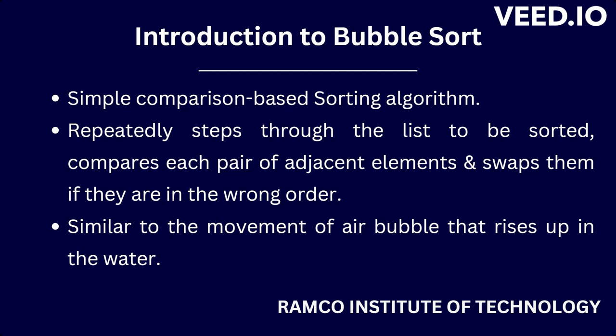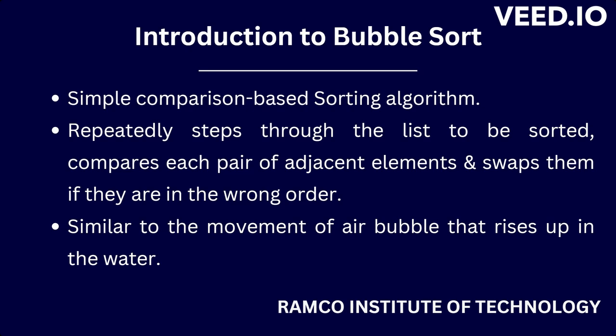It is called bubble sort because it is similar to the movement of an air bubble that rises up in the water. The larger bubble will rise first and the smaller ones will flow into it. Likewise, in bubble sort, the larger element in the list bubbles up to its correct position in each iteration.